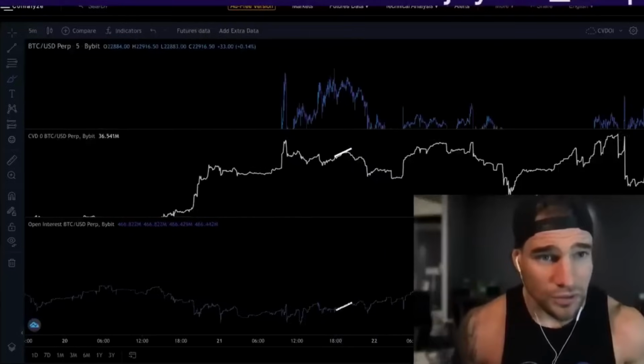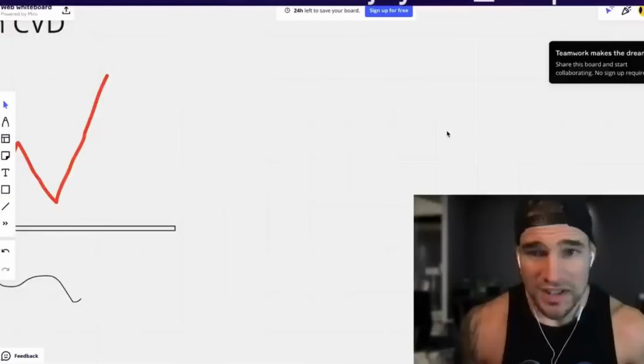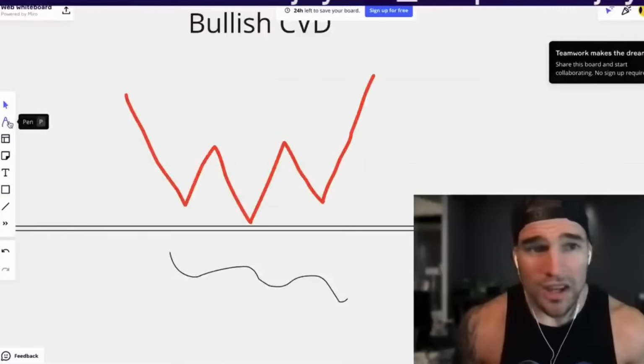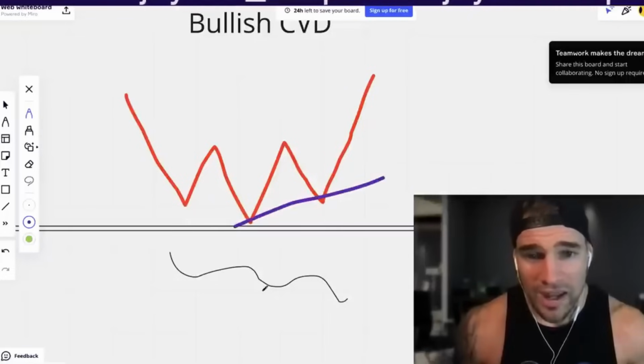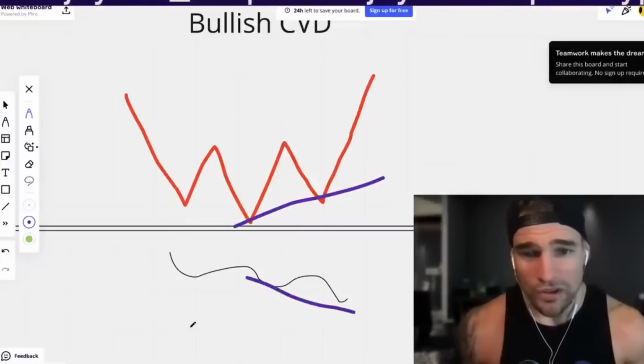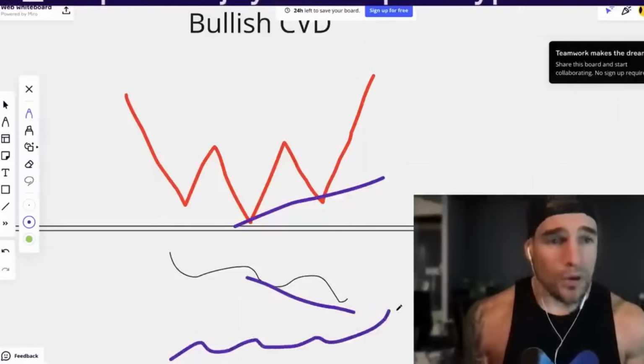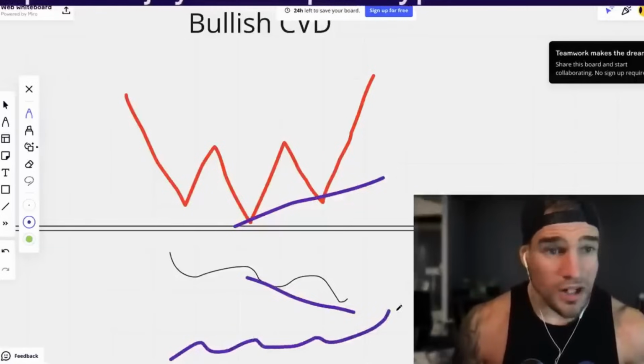Now, the opposite is true for a bullish CVD divergence. Bullish CVD is when the price is making higher lows like this, and CVD is making lower lows, and open interest is also increasing. Again, for both of these divergences, we want to see the open interest increasing.